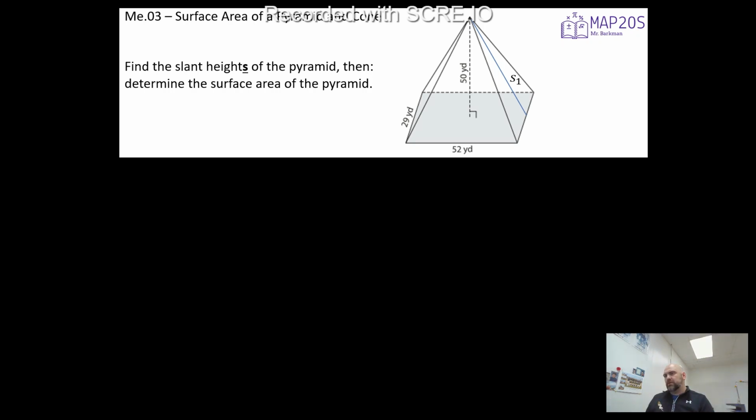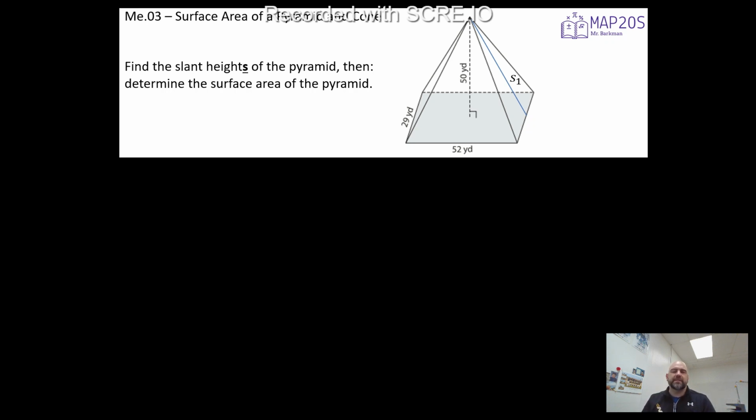All right, we're going to take a look today at an example of finding slant height and then finding the surface area. Now, the unique thing about this one is that we are looking at a rectangular based pyramid, which means that it's going to have two different slant heights. Okay, so you have to be aware of that.